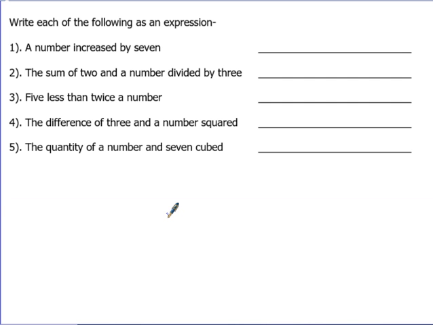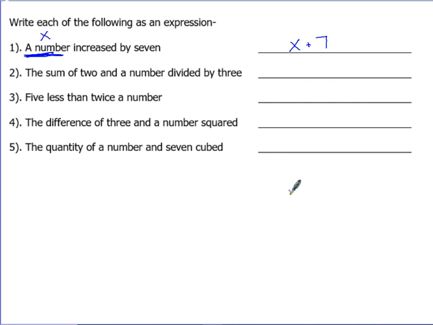Okay, so we have some examples. A number. Anytime you see that phrase, a number, that is the variable. You can use X, T, R, whatever your name starts with. It doesn't really matter. It is the variable. So a number increased by 7, increased by would be plus. So that would be X plus 7.